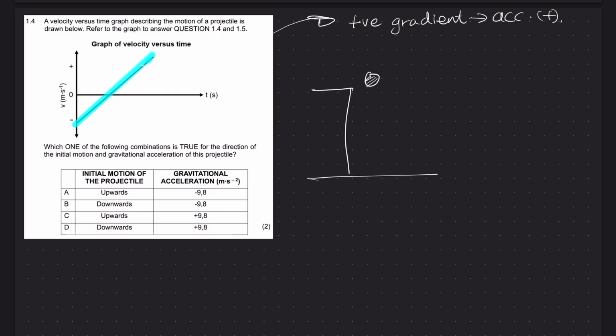Now, the acceleration will only be positive if down is chosen as positive, because acceleration in vertical projectile motion is always 9.8 downward. So we can eliminate a few options here. We can eliminate A and we can eliminate B. That means we're left with C and D. Now, if you look at the initial motion of this object, the object starts at a negative velocity. And since down is positive, it must mean that the projectile moved up initially. So the answer here is C.